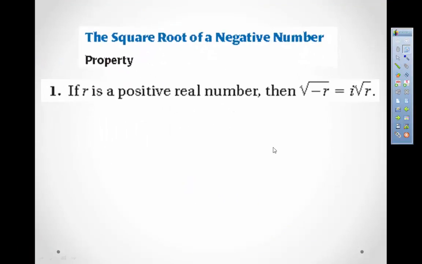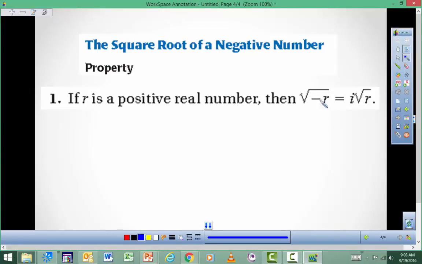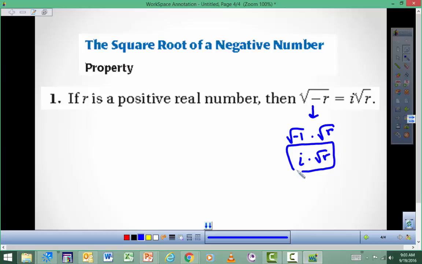We have a property of imaginary numbers or complex numbers, and I just kind of showed you this before. You can think of this as the square root of negative 1 times the square root of r. Well, we just found out that the square root of negative 1 is actually i, so we could write i times the square root of r. And so that's all we're saying about this first property. You can immediately write it like that.